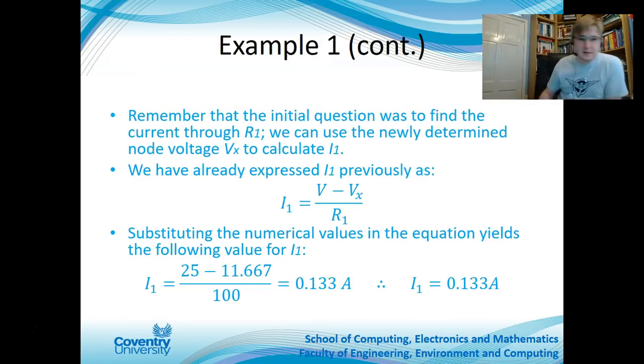So for example, if you wanted to find I1, then you take v minus vx divided by r1. So it's 25 minus 11.667, divided by 100, so the current there is 0.133 amps or 133 milliamps. That would then give you the value for the current I1.